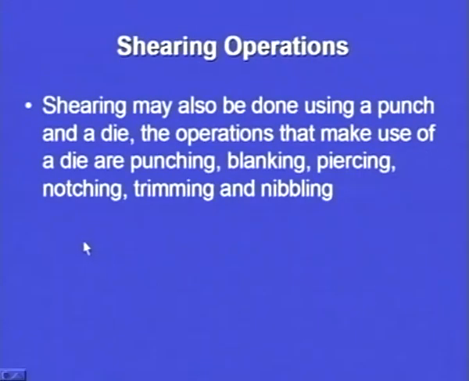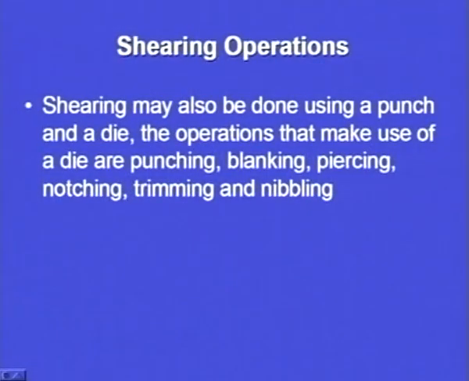Shearing operations can also be done using a punch and die type of arrangement. Earlier we have seen 2-3 diagrams in which it was shown that there is a die, then there is a punch that is coming at an optimum speed, and it is shearing off the sheet metal. So there are two ways: either we can use a simple shearing machine in which there will be a cutting blade and we will cut the sheet according to the desired dimensions, or we can also shear the sheet using the die punch type of arrangement.